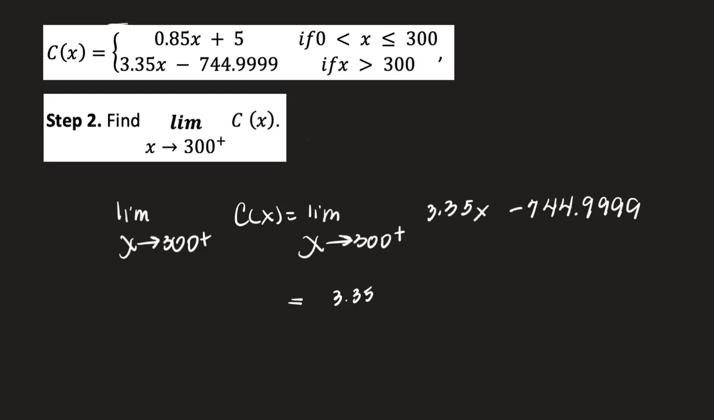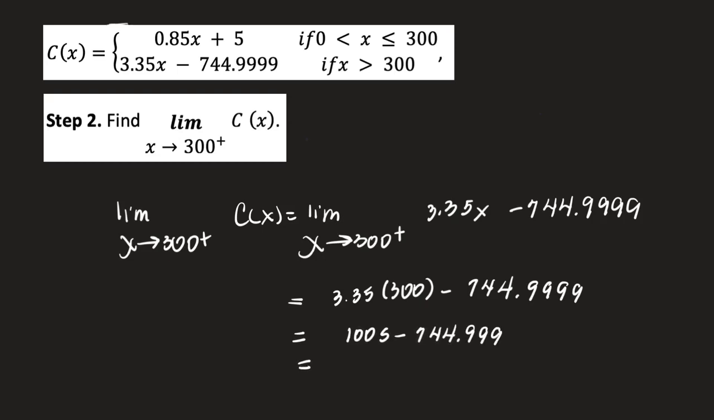So we get 3.35x, and this time x is 300, minus 744.9999. Applying 3.35 times 300, we get 1005, minus 744.9999. Subtracting, we get 260.0001, which is approximately equal to 260.